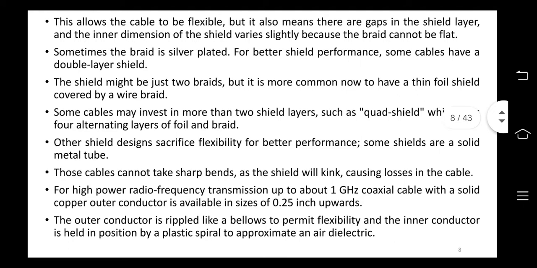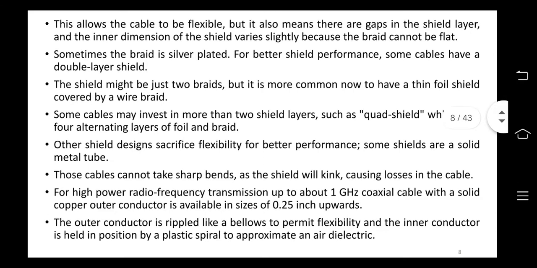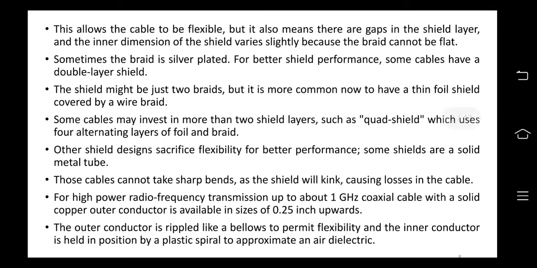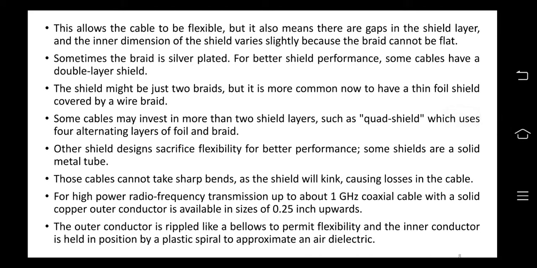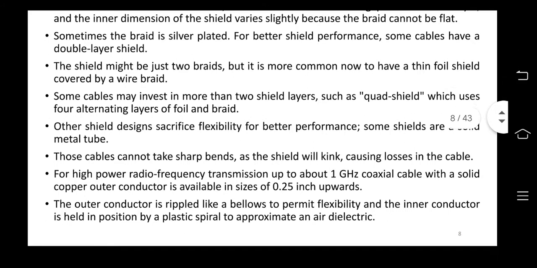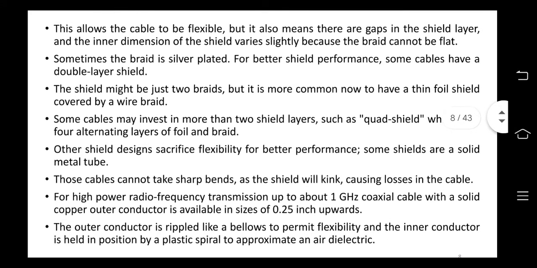Sometimes the braid is silver plated. For better shield performance, some cables have a double layer shield. The shield may be just two braids, but it is more common now to have a thin foil shield covered by a wire braid. Some cables may invest in more than two shield layers, such as quad shield, which uses four alternating layers of foil and braid.